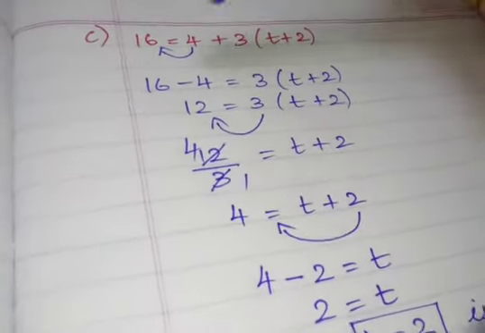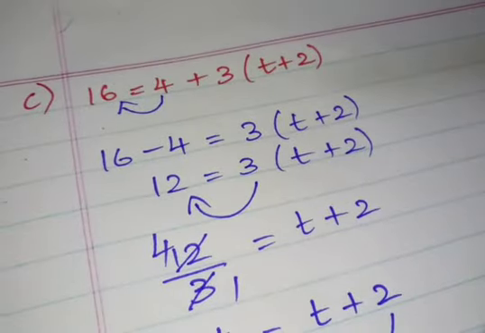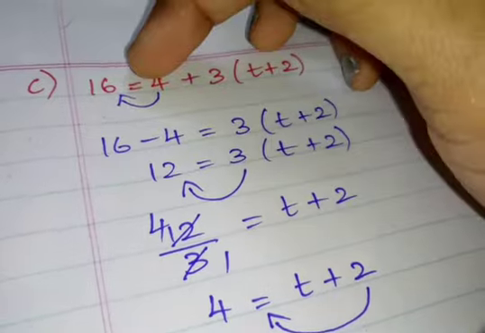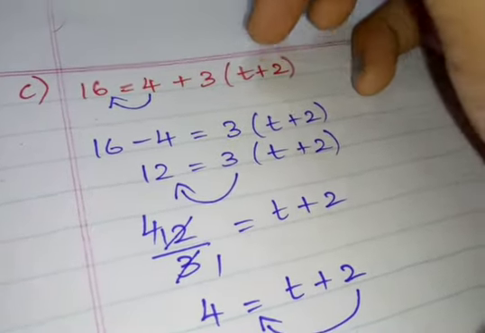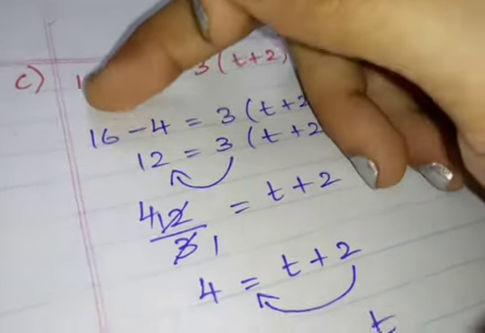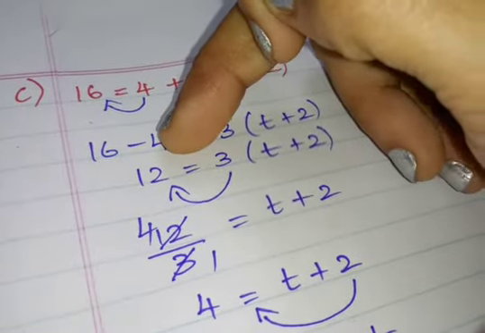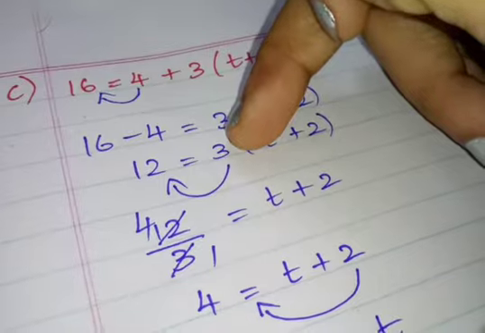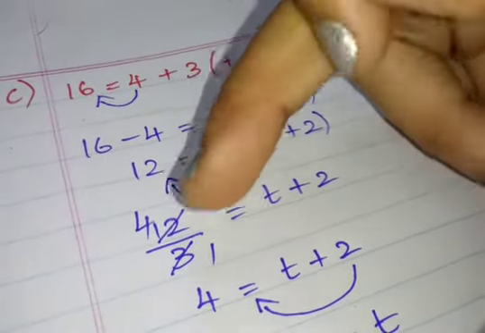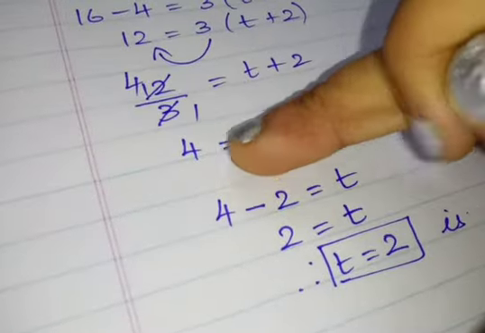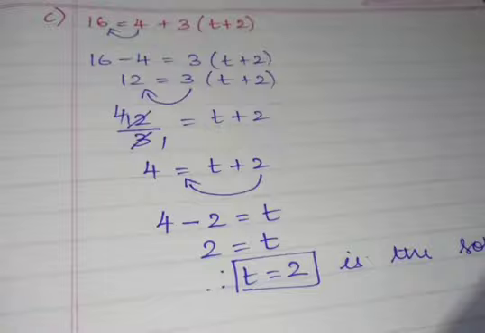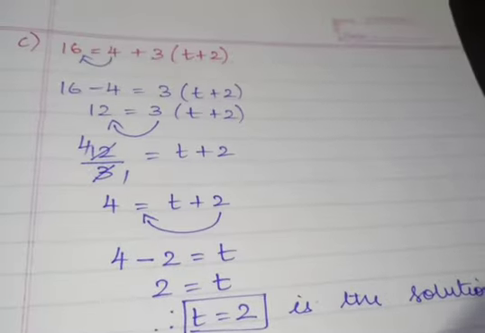Okay, listen. 16 is equal to 4 plus 3 into (t plus 2). First I am bringing the 4 to the next side, it becomes minus 4. 16 minus 4 is 12. Then the 3 I am bringing to the next side, it becomes division, 12 divided by 3 is 4. t plus 2. Plus 2 bringing that side becomes minus 2. 4 minus 2 is 2. So what is the t value? 2 is the solution of the equation.